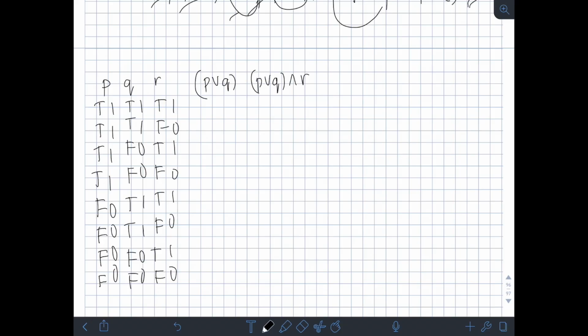So, kapag OR, di ba add yun? Ibig sabihin, titingin tayo sa inputs ng P at Q at i-add natin sila. Let's say dito sa unang input nila, true, true. Therefore, 1 plus 1, right? So, 1 plus 1 in OR is 1 or true. Okay? Next, true, true ulit.